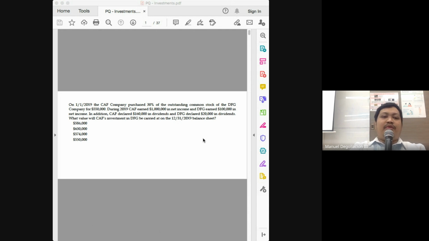Under the equity model, you would expect the balance of the investment to change. It can go up, it can go down.